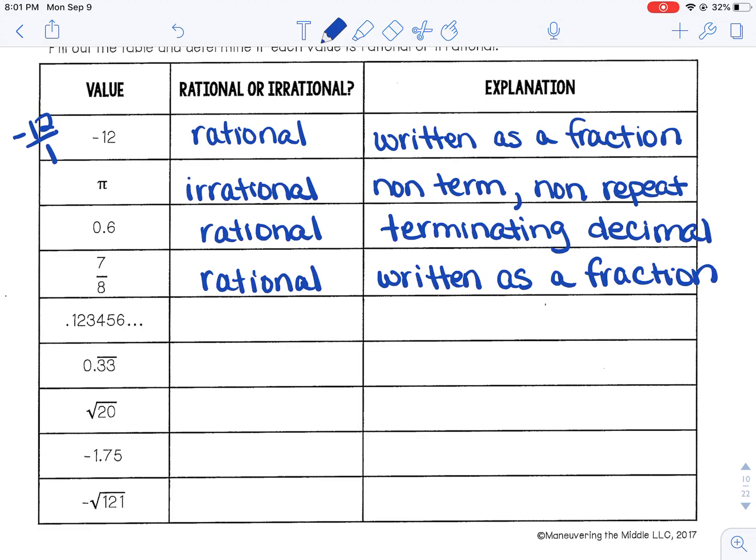Okay, the next one we have is 0.1234566, and then we have an ellipsis at the end that says dot dot dot. That means that number is going to go on forever and it will never end. Do you see any numbers repeating or any kind of pattern repeating? No, you do not. So we have a non-terminating decimal and a non-repeating decimal. Both of those criteria means that this is an irrational number. So again, it's non-terminating, doesn't end. That's what these dots right here mean. And it does not repeat.